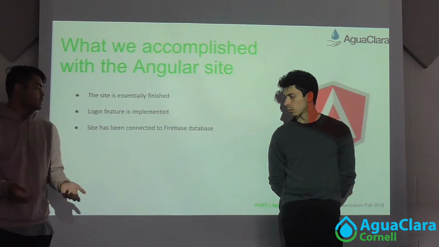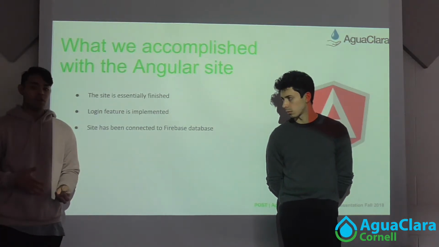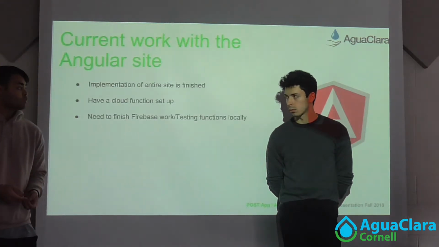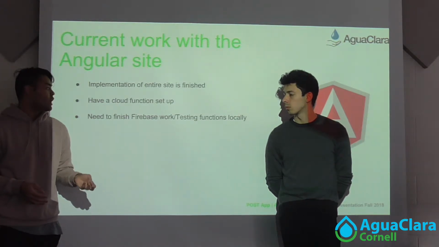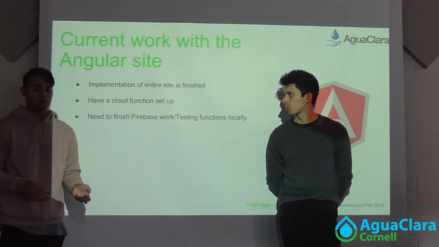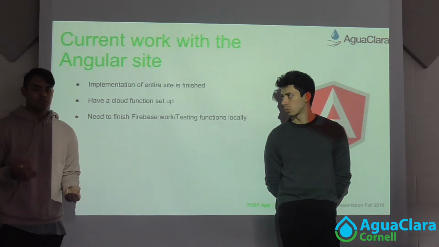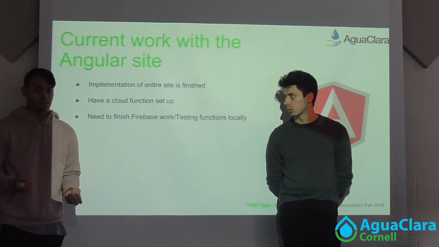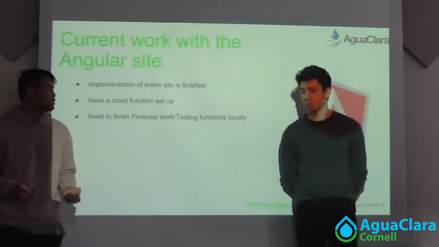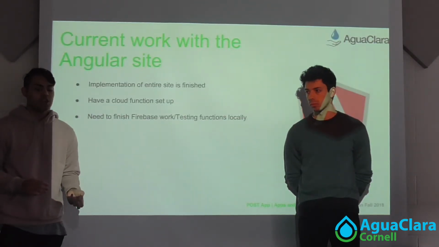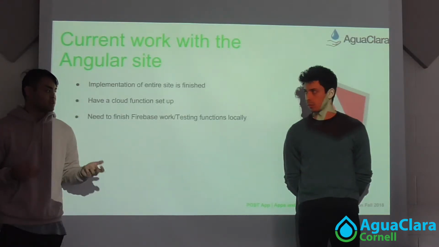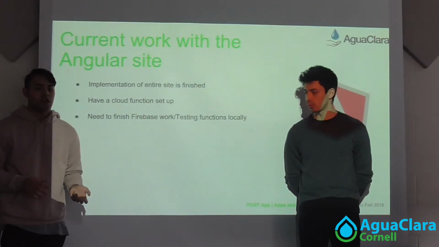So in terms of that, the site has been connected to the Firebase database that we're trying to reintegrate with the website right now. In terms of work we're doing right now, like I mentioned, we have a cloud function set up right now to have the emails sent out to the different plant operators based off the Gmail credentials that they log in with our newly implemented login feature. Right now, we need to finish the Firebase work, including the functions that govern this logic. Right now, testing functions locally is our main concern, and we want to have these implemented by sometime next semester.